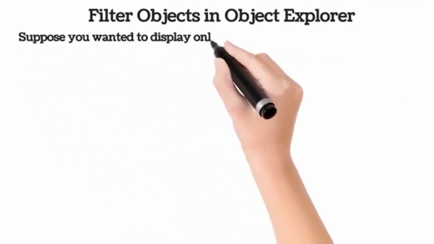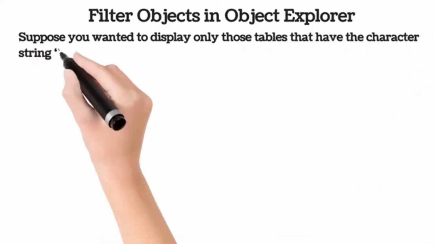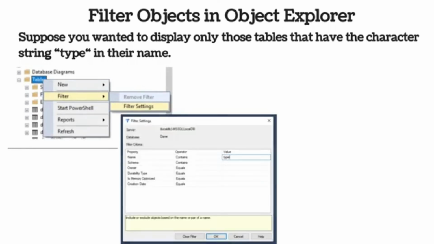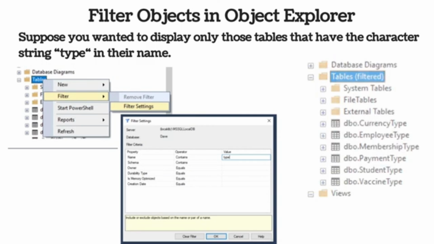Suppose you wanted to display only those tables that have the character string type in their name. In SQL Server Management Studio, to filter your tables, views, stored procedures etc., right-click on the object type and select Filter, then Filter Settings. To enter that filter criterion, you would enter the value type under the value column for the property name and then click on the OK button. Here you can see that only the tables that contain the string type are displayed. Also note that the Tables item in the Object Explorer window now says Filtered, indicating that the list contains only a filtered list of tables.